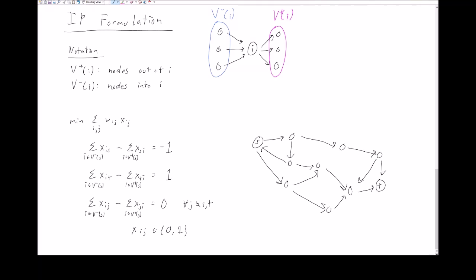We can formulate the shortest path problem as an integer program, but to do so we need a little bit of notation. The notation is going to be V plus of i and V minus of i. If you look at a particular node i, V minus of i is going to be defined by all the arcs going into i. And in particular, for any node in V minus of i, there's an arc from that node to i. V plus of i is the opposite, and it's defined by the arcs moving out of i. So in particular, for any node in V plus of i, there's an arc from i to that node.